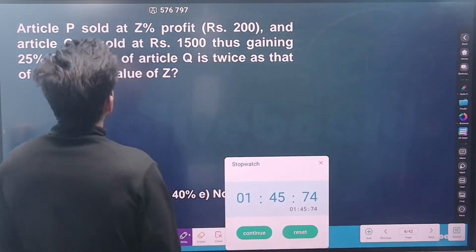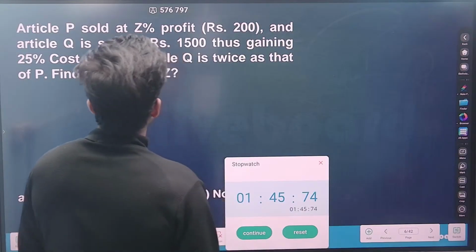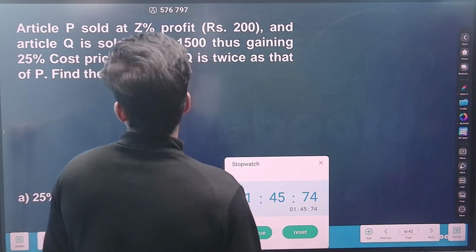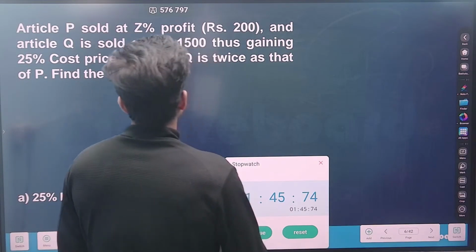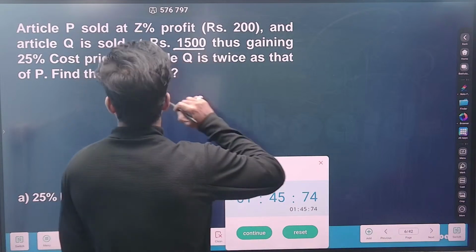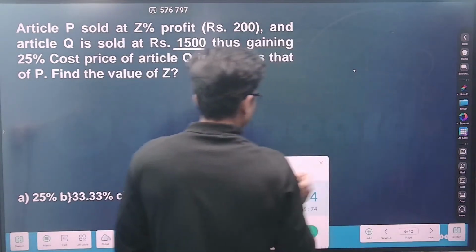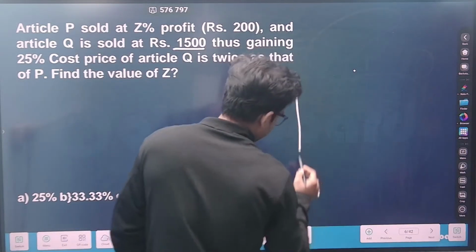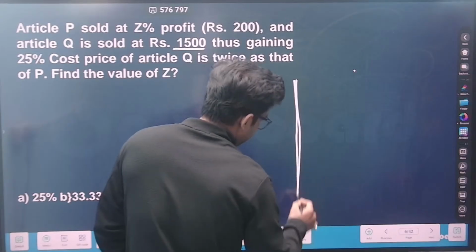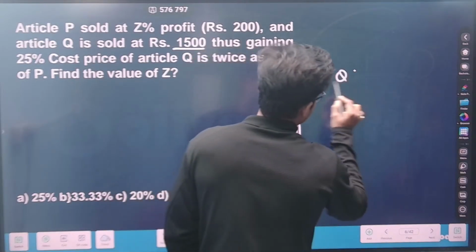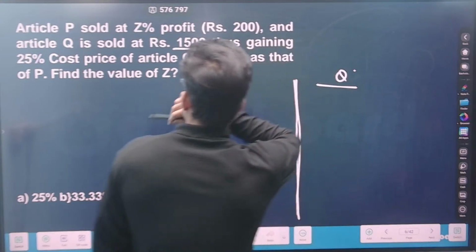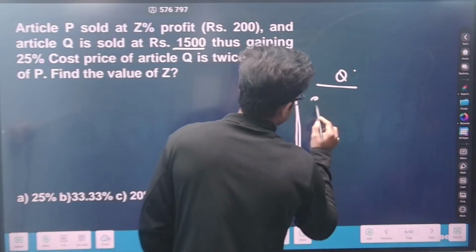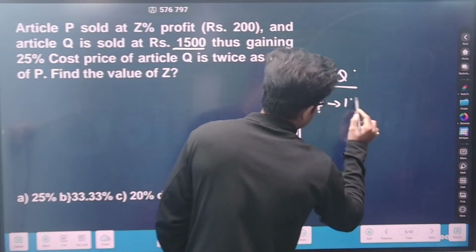So let me now clear it. Article P is sold at Z% profit, rupees 200, and article Q is sold at rupees 500. So basically I'll discuss article Q first. So guys, see, if I talk about article Q, let me now draw a line. This is the line. If I take this article Q, the selling price of the article is basically 1500, correct now?